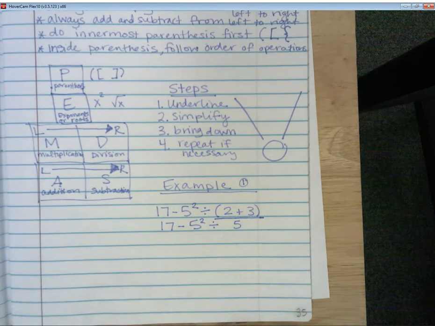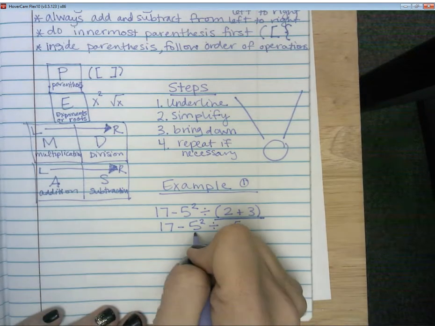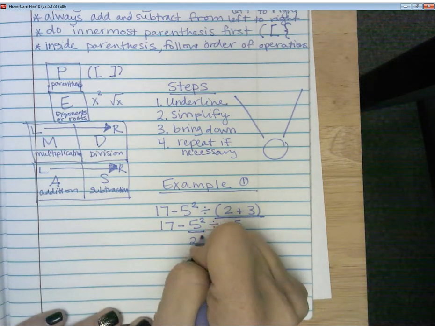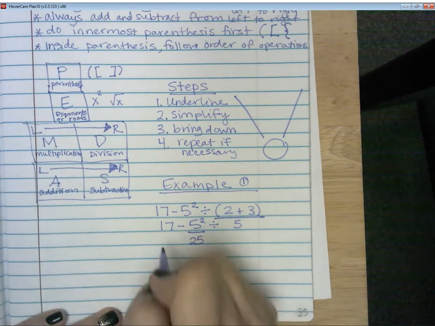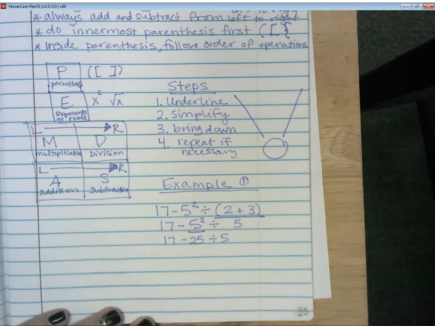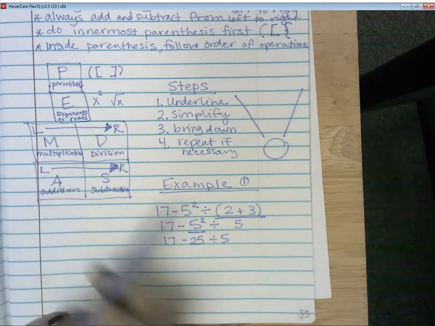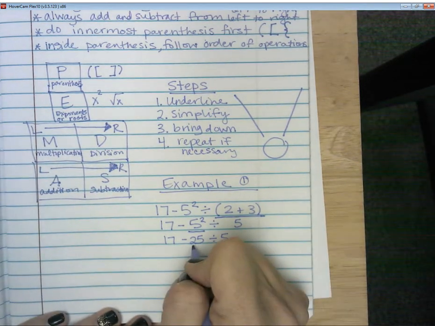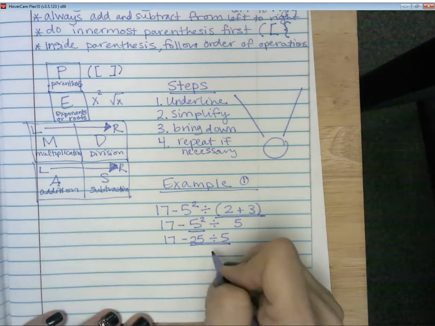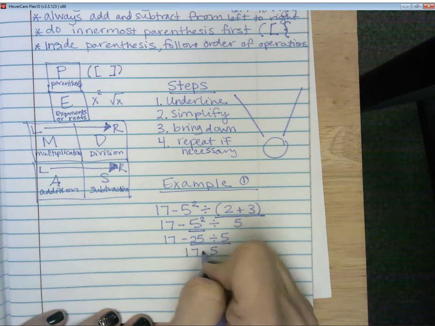So the next part, when I'm looking at this, my parentheses are done. So my next step is exponents or roots. Got them. So 5 to the second power, 25. So I simplified it. Now I'm going to bring down the rest of my problem. Now I'm looking at this and I did my parentheses, my exponents. Now multiplication or division. Oh, division. And I have 25 divided by 5. So I'm going to underline it and simplify it and then bring the rest down.